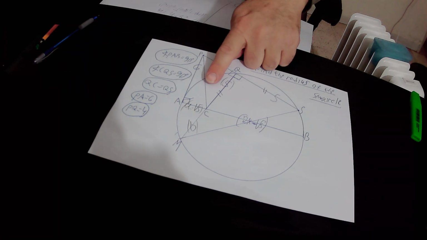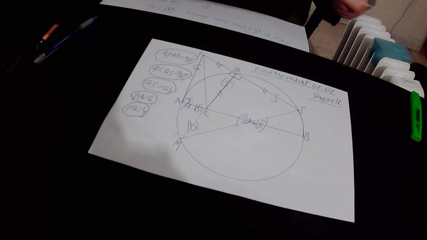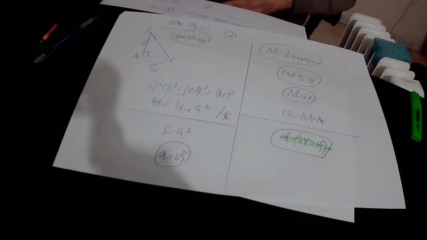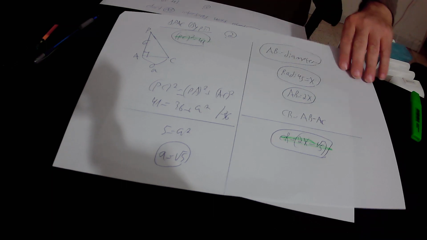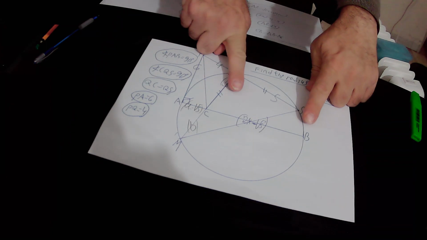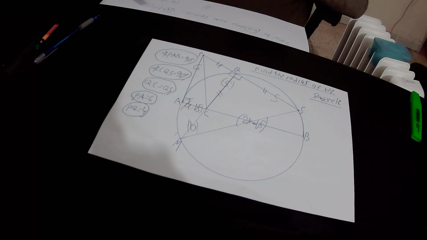AC is a, and a is the square root of 5. So AC is the square root of 5. In conclusion, we found out that CB equals 2x minus the square root of 5.